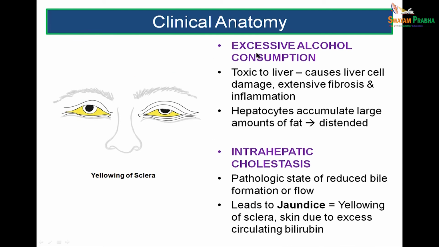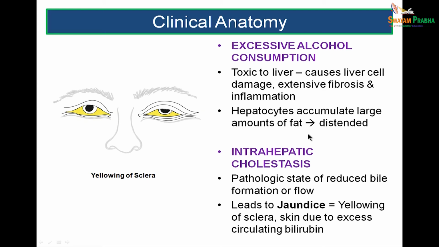Excessive alcohol consumption. This is a common problem nowadays and it's very toxic to the liver because it damages the liver cells. It causes a lot of scarring, fibrosis and inflammation. Hepatocytes accumulate a lot of fat and they get distorted and distended.